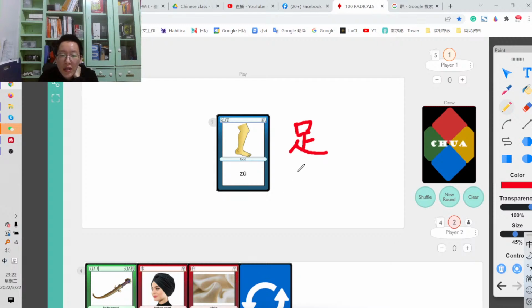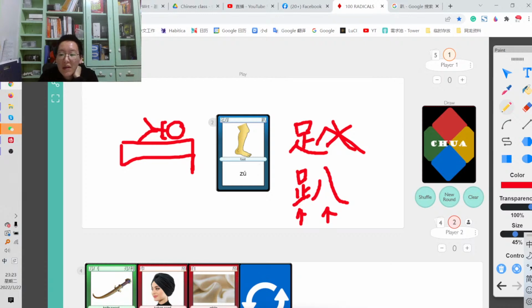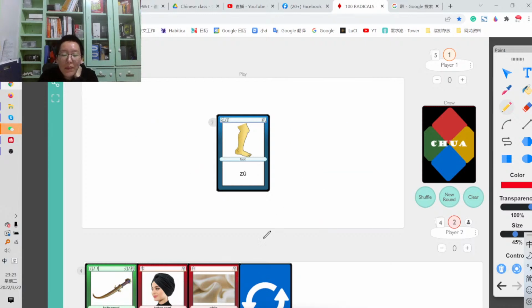Okay, so when it is the left part of a new character, that means 足 is a radical. We need to write like this. If you write like this, then the right part is hard to write. So we don't write like this; we write like this. We already explained what that means. This is foot. This is set. Okay. Next one.